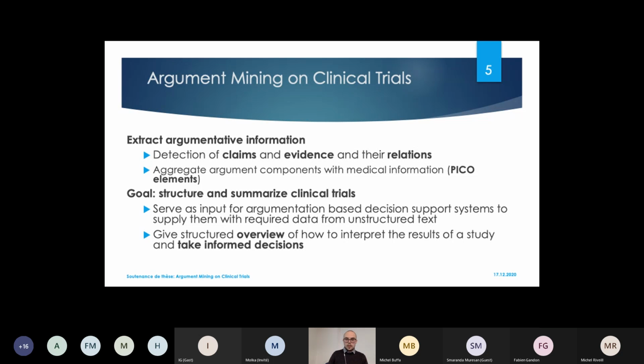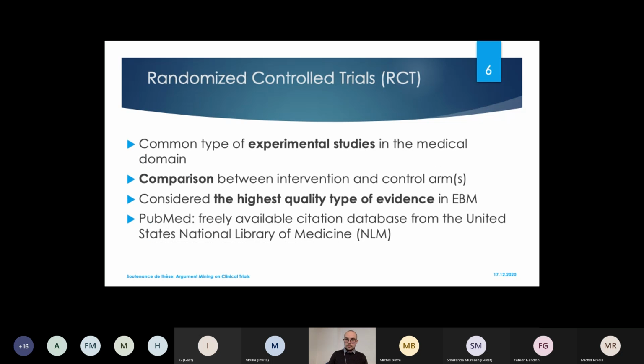And concretely, we were extracting the claims, evidence, and the relations between them. The idea is to give a structured overview over the clinical trial. So what are the claims made by the authors? Are they supported by the experimental results? Or are there any limitations to the trial the authors stated? And this information can then not only be used for argumentation-based decision support systems, but also as a general overview to take informed decisions in general.